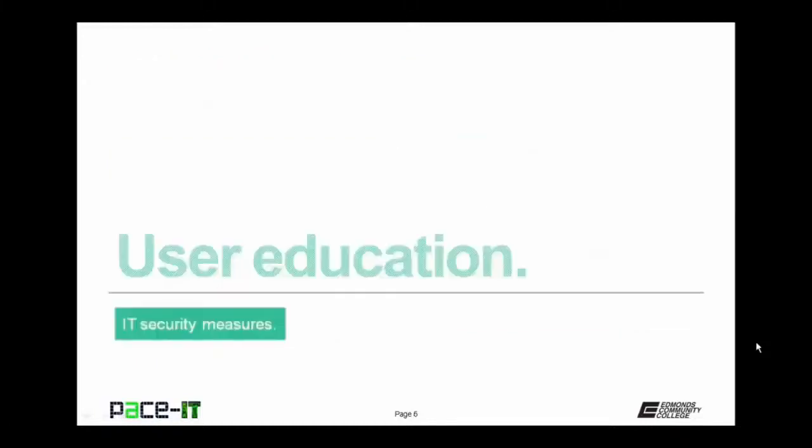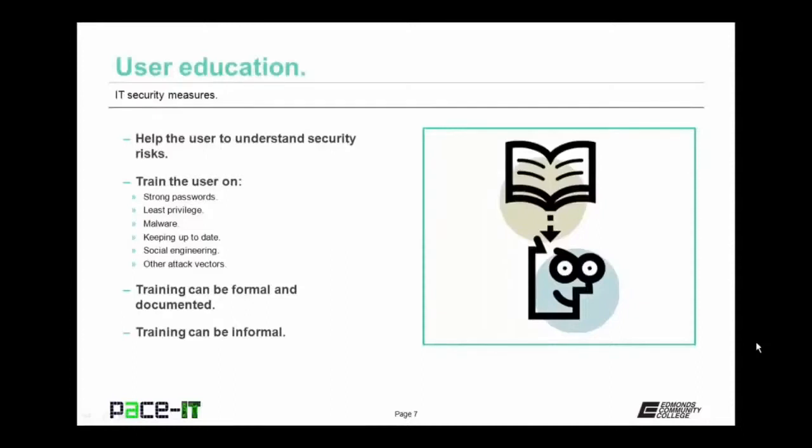Now let's move on to user education. You need to help the end user understand security risks. Because of that, you need to train users on what strong passwords are. You should keep them informed about the principle of least privilege. They need to be aware of malware attacks that are out in the wild and that they may be subject to. Help the user to understand how important it is to keep everything up to date, how to resist social engineering attacks, and what other attack vectors are out there.